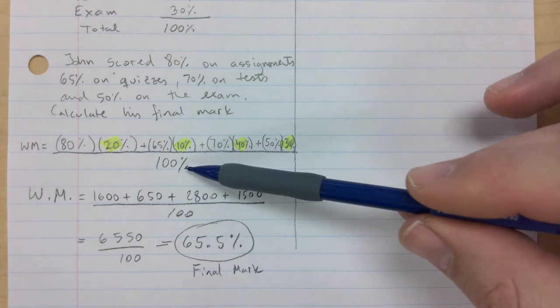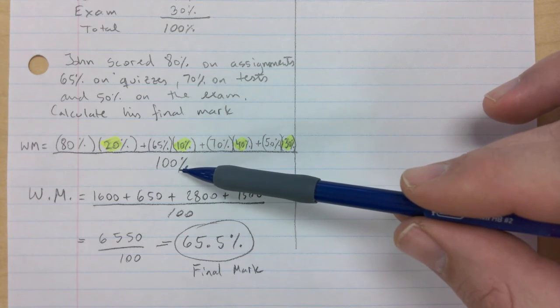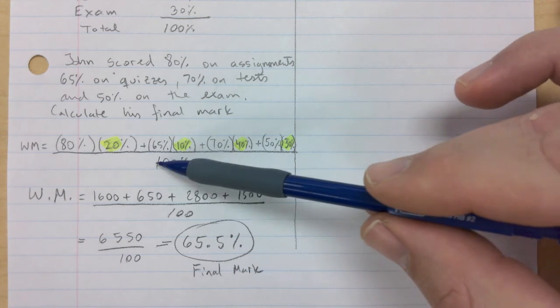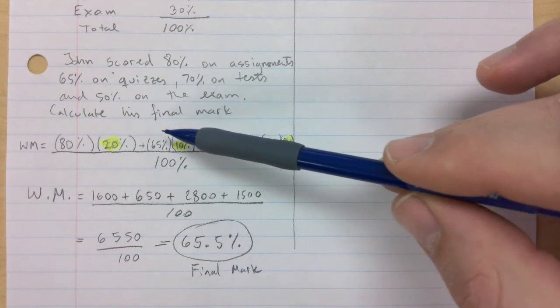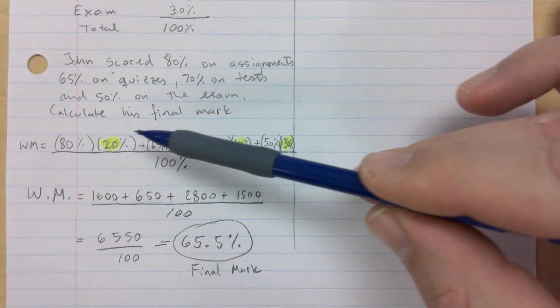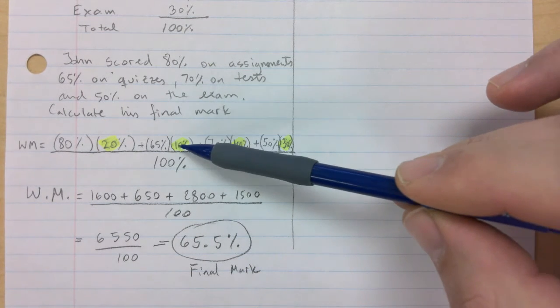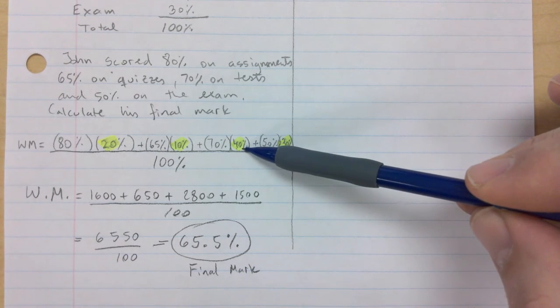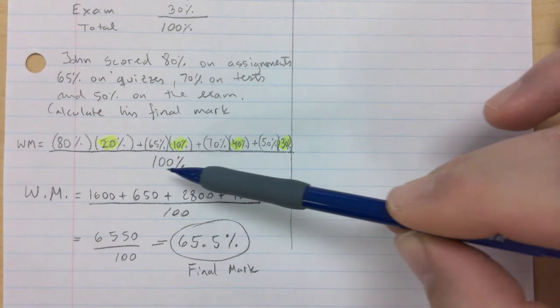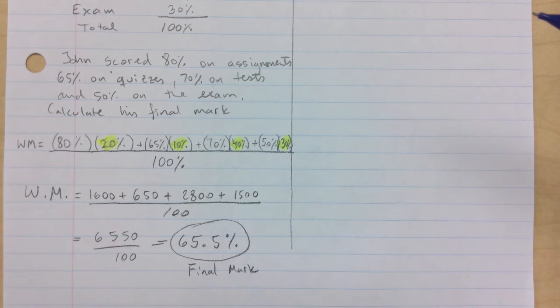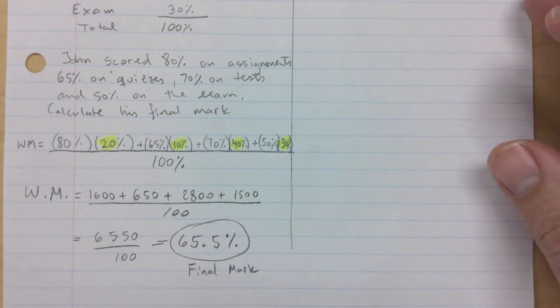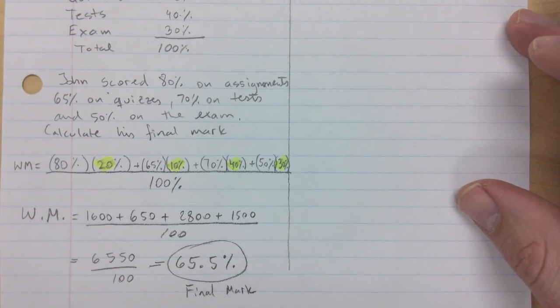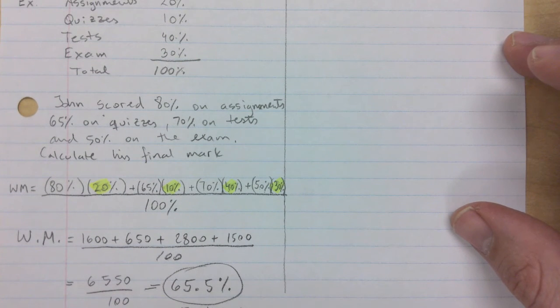If you don't divide by 100 here, let's say you don't want to do this step, you just need to divide every single one of these by 100. So that would be 0.2, 0.1, 0.4, 0.3. And then you don't have to do this divided by 100. That's the only difference. Okay, so that's how you would calculate the final mark.